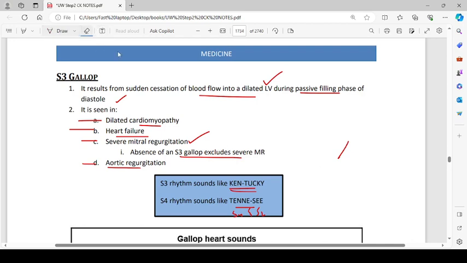But you must know the pathogenesis, that the S4 heart sound is seen in situations where the ventricular wall has become thickened, and when the blood strikes that stiff wall, that creates a sound, right? That is S4, and it precedes S1 immediately, just before S1, and the S3 heart sound comes just after S2, and that is because of an overfilled ventricle being filled with more blood.